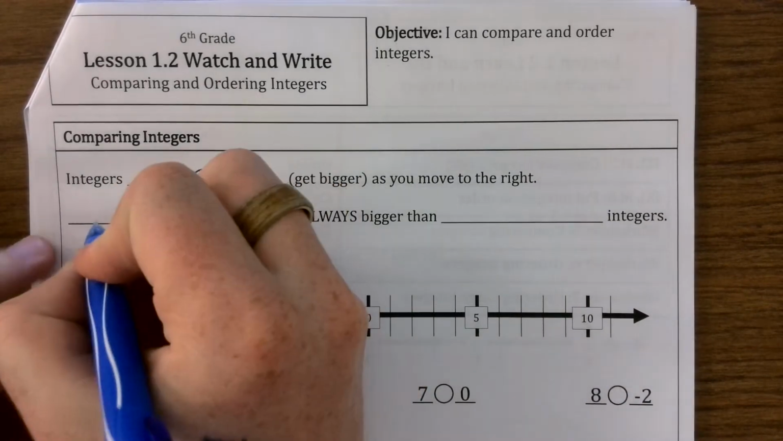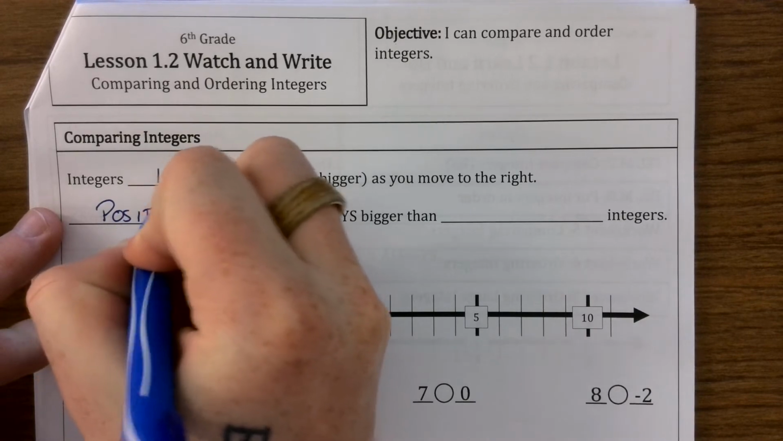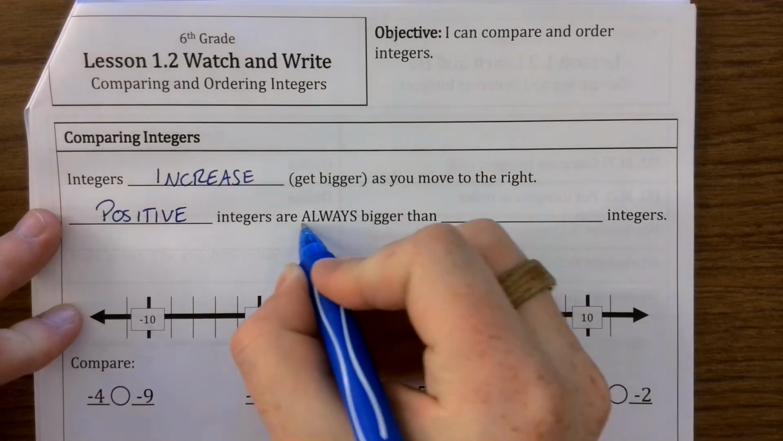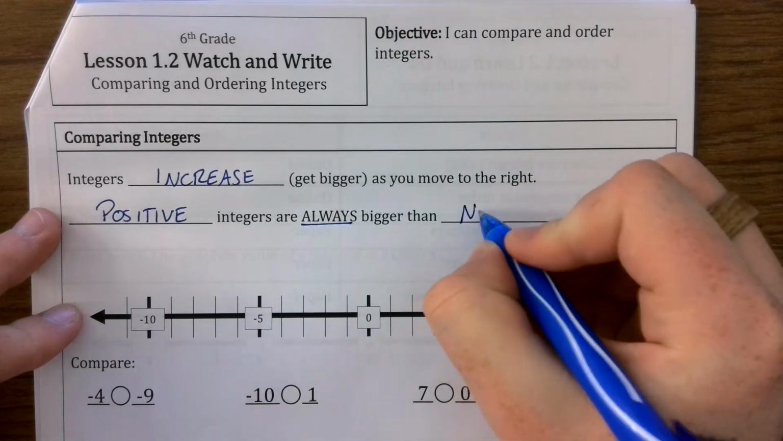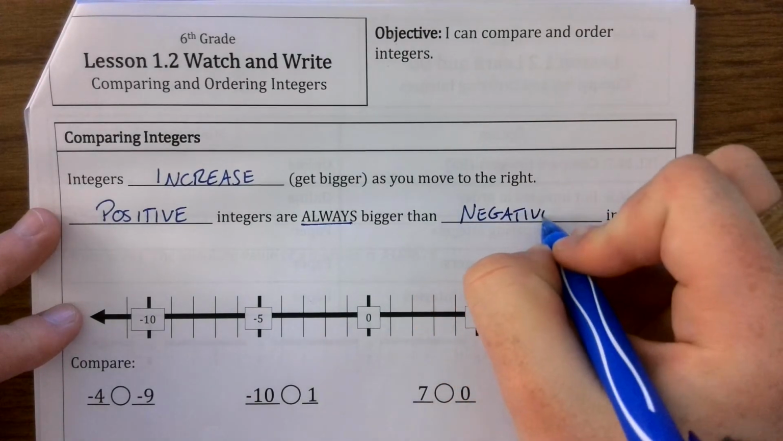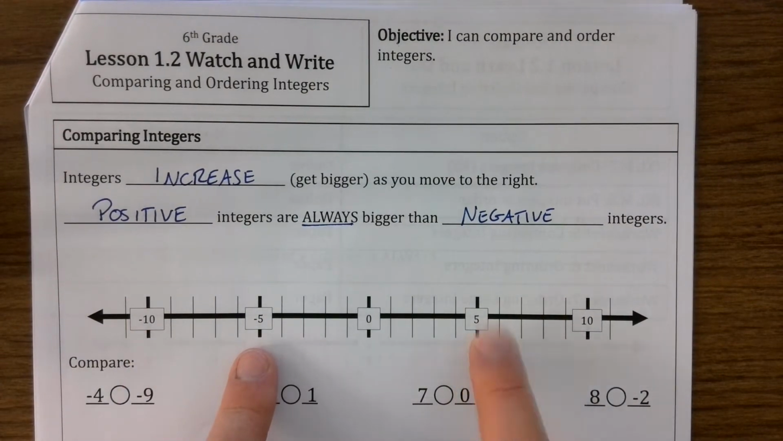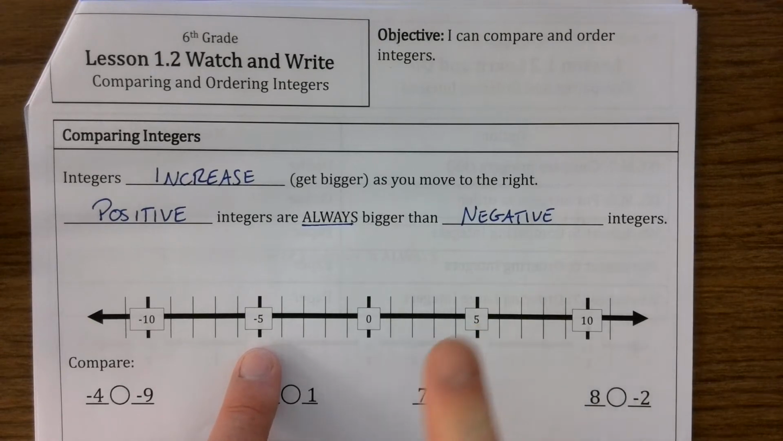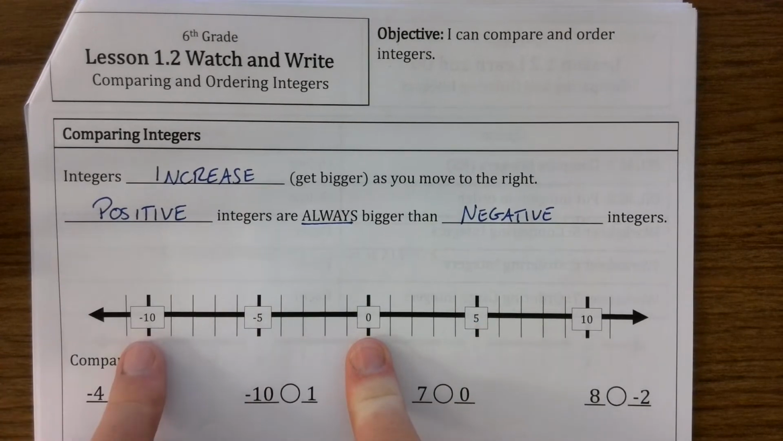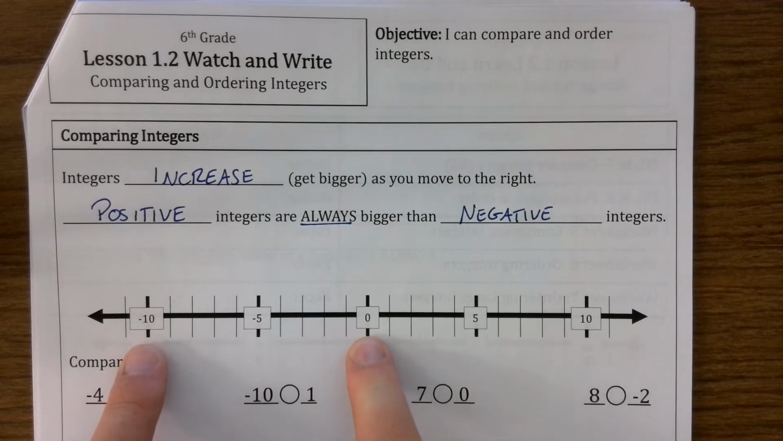Another thing to remember is that positive integers are always bigger than negative integers. If you have $5 and I have negative $5, you have more money than I do because you have money and I owe somebody $5, so I'm negative. If you have $0 and I have negative $10, you have more money than I do because I'm in debt. I owe somebody $10, whereas you just don't have any money. You don't owe anybody, but you don't have any money either. 0 is bigger than negative 10.